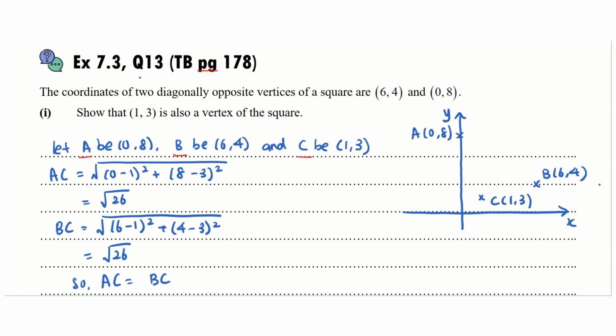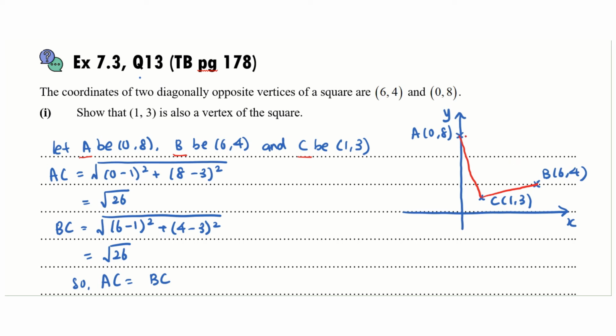In order to verify that it is going to be a square, as mentioned in the earlier parts of this lesson, we have agreed that it needs to be a parallelogram, the interior angles need to be 90 degrees, and the lengths of the sides need to be equal as well. So let's head for the lengths of the sides first. I will find the length of AC and the length of BC.